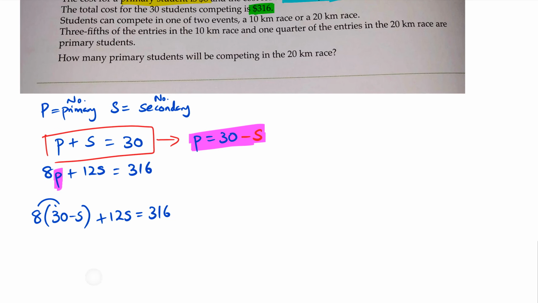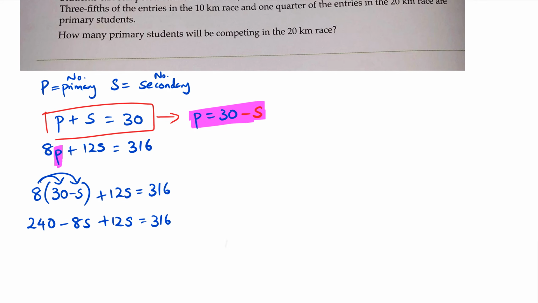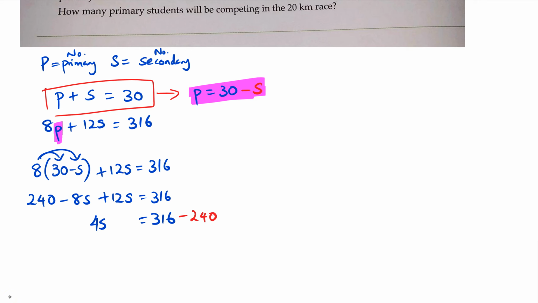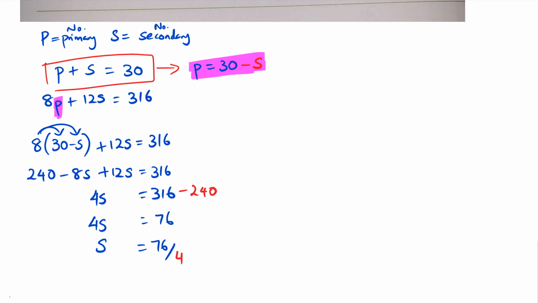Expanding the brackets, I've got 8 times 30, which is 240, and 8 times minus S, which is negative 8S, plus 12S, equals 316. So 12S minus 8S is 4S, equals 316. When the 240 comes to the other side, it's minus 240, which means 4S is equal to 76, and then S is equal to 76 divided by 4, which gives me S is equal to 19.